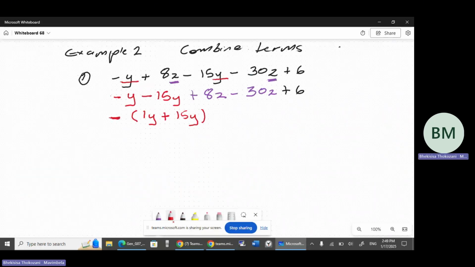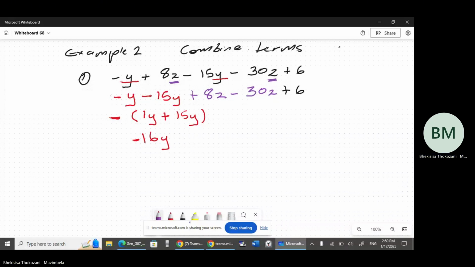Okay, so let me finish the red one first. What is 1 plus 15? Here we get 16y. And I'm going to bring this minus down, or negative. I have my negative there. So now I have minus 16y.